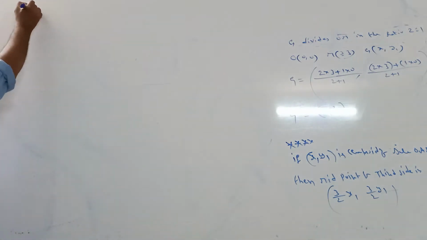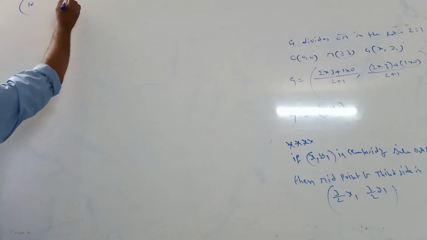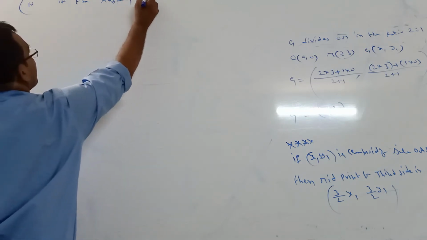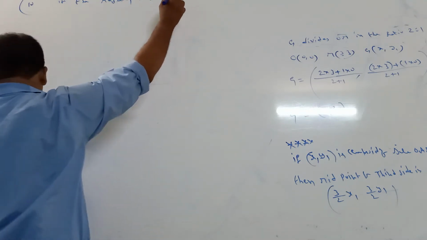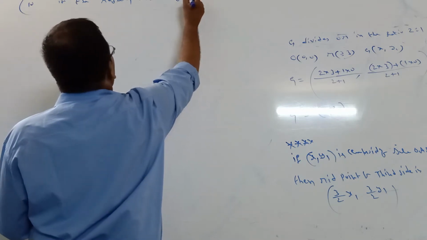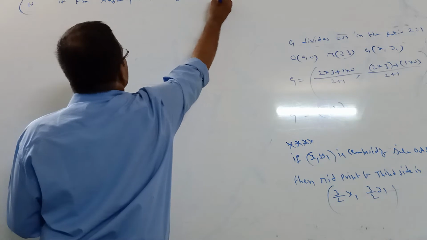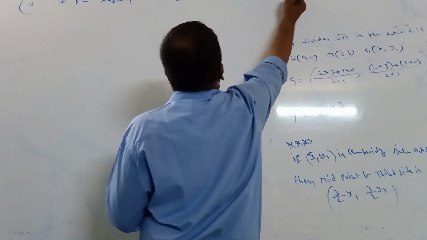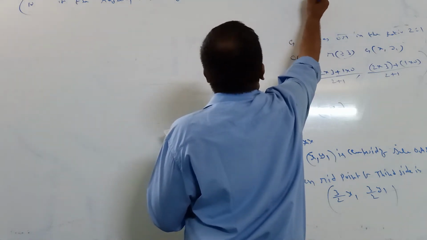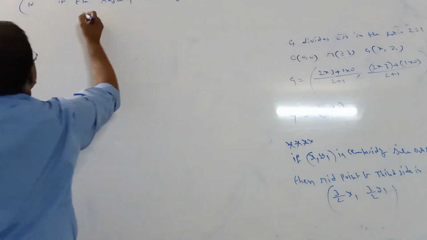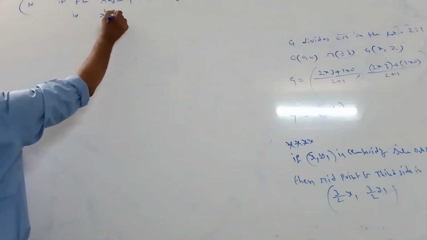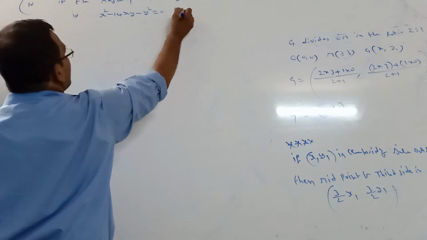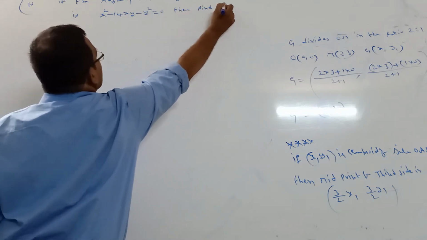Next, if the angle bisector of the pair of lines 3x square plus xy plus b y square equal to 0 is x square minus 14xy minus y square equal to 0, then find the small b value.